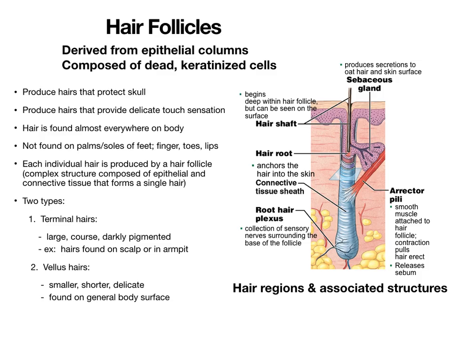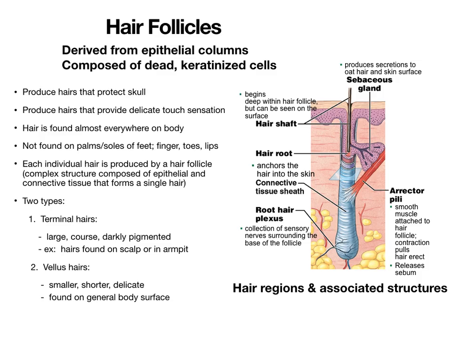So the diagram over there, we have our hair regions and associated structures. We're going to start down there at the very bottom with that root hair plexus, which is a collection of sensory nerves surrounding the base of the follicle. We have our erector pili, which is our smooth muscle, which is attached to our hair follicle. In contraction, it pulls the hair erect and it releases our sebum. So that erector pili, when we have goosebumps, that is the muscle in charge of our goosebumps. That's what creates those goosebumps. It makes our hair stand up straight.